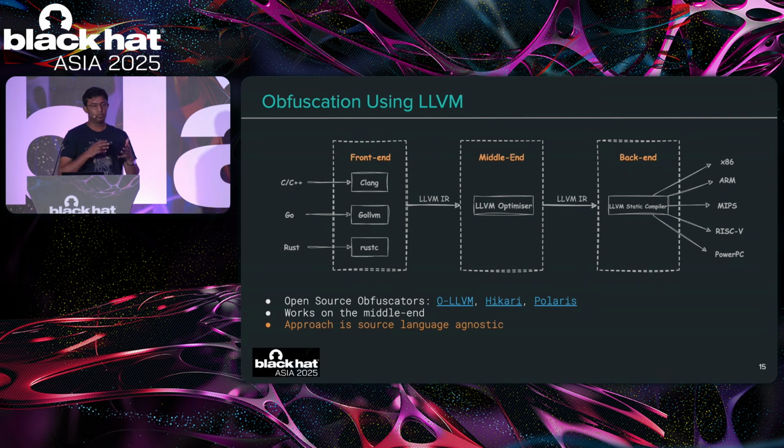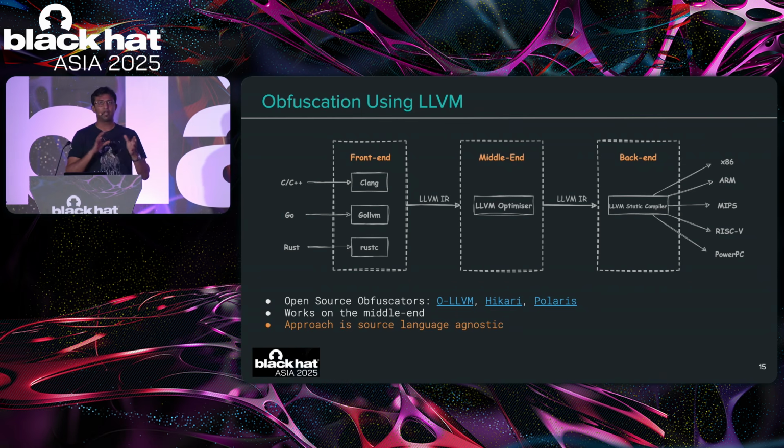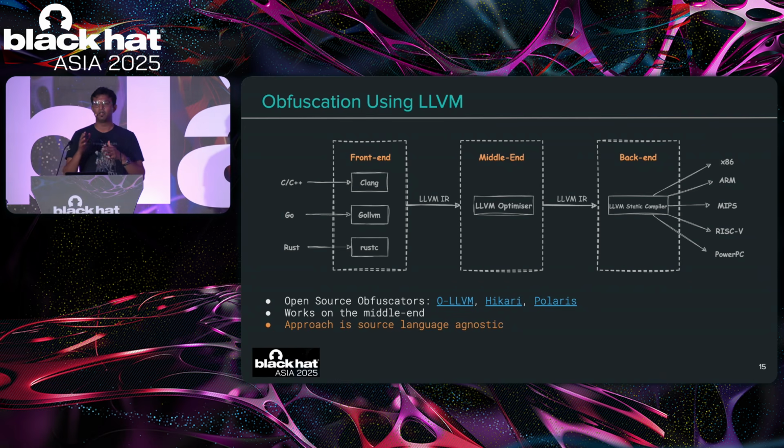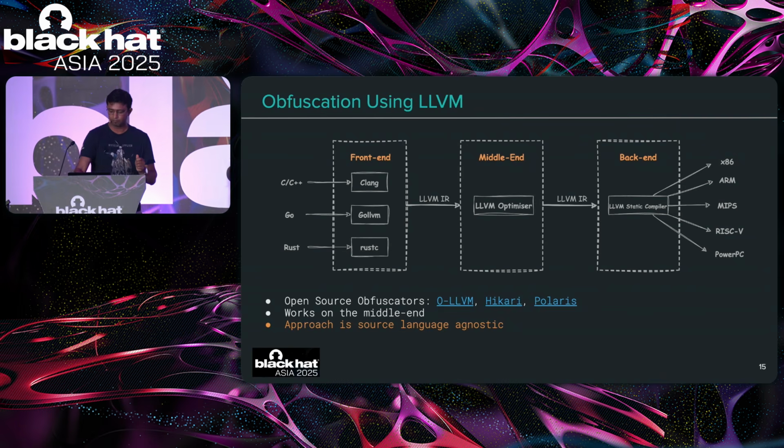Over here, we will be using a lot more LLVM-based obfuscation. We are applying the obfuscation using tools like OLLVM, Hikari, Polaris. All these are open source, available on GitHub. And you can apply these tools on the middle end of the LLVM compiler chain. The good thing with this approach is that it is language agnostic. So you can start with any language like C, C++, Go, Rust, and it will work for them.